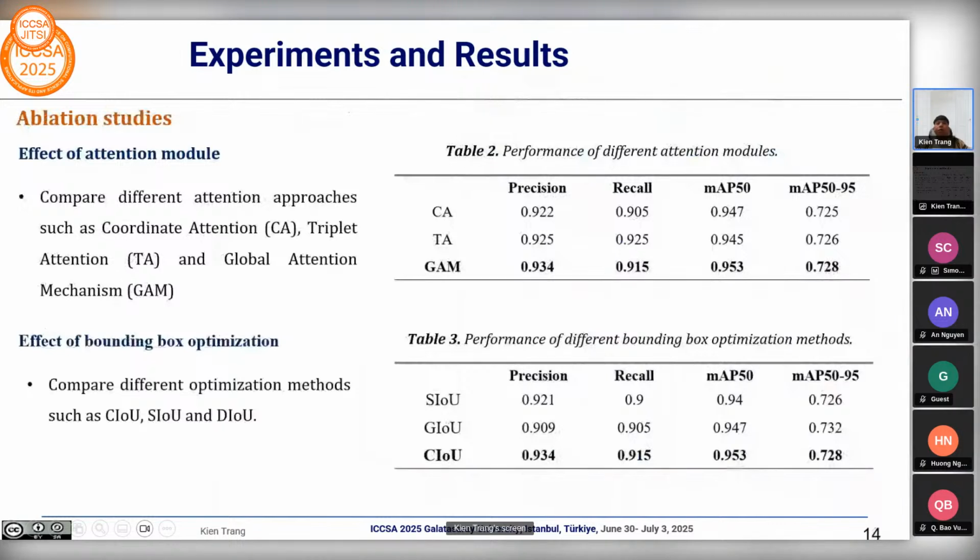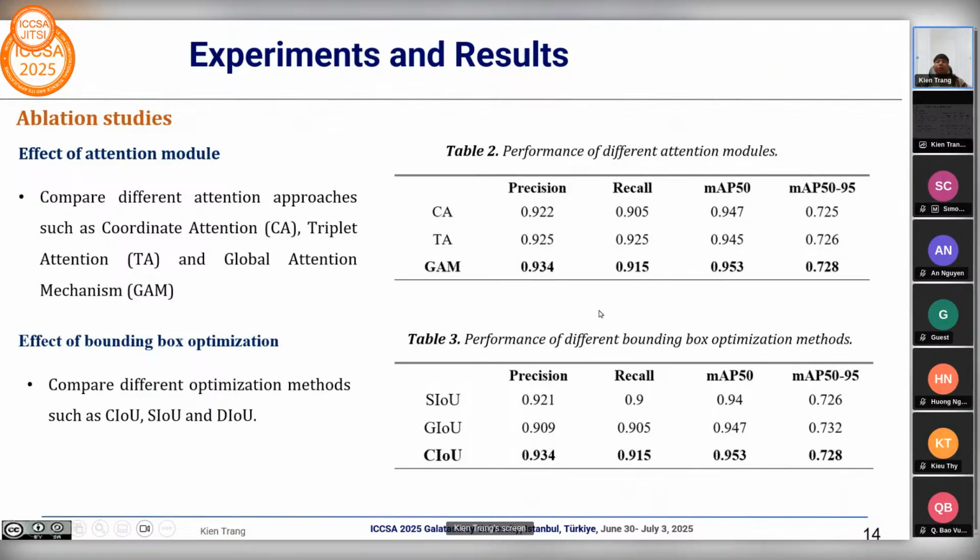To carry out the selection of the attention module, table 2 shows the performance comparison of different attention approaches, such as coordinate attention and triplet attention. For the GMA, as we can see here, the GMA consistently outperforms the CA and the TA on almost all metrics, especially the GMA achieved the highest precision at 0.934. This indicates that the GMA provides a more accurate distinction between the tumor and non-tumor regions.